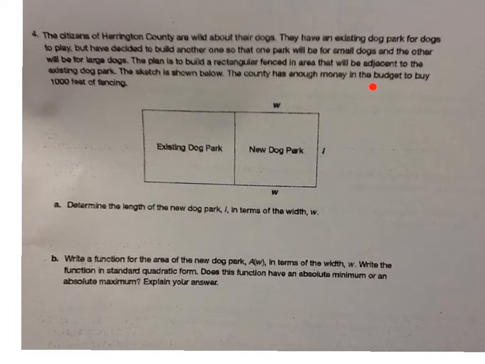The county has enough money in the budget to buy 1,000 feet of fencing. So determine the length of the new dog park in terms of W. So the length, we want to know what this is in terms of that. So you don't know any number, so it's all about formulas. So what we want to do here.